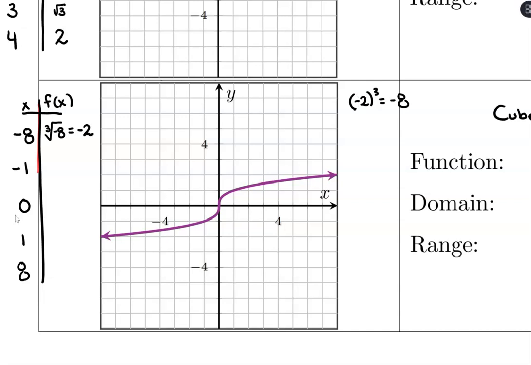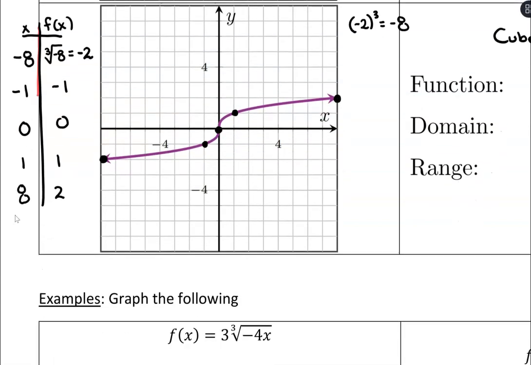And for -1, the cube root would be -1. 0, 0, 1, 1, 8, 2. So you can see -8, -2, -1, -1, 1, 1, 8, 2. So those are the key, and 0, 0. That's a good one to have in there too. So those are the key coordinates that I think about when graphing our cube root function.